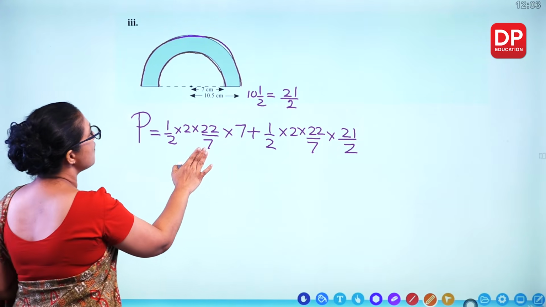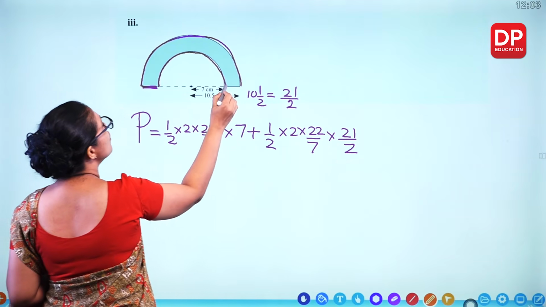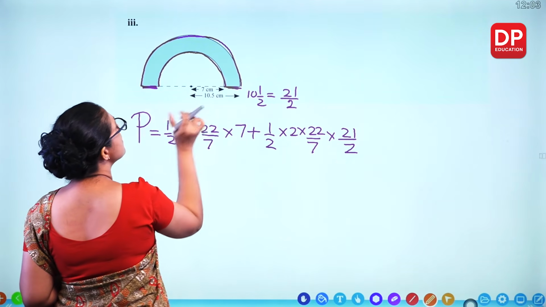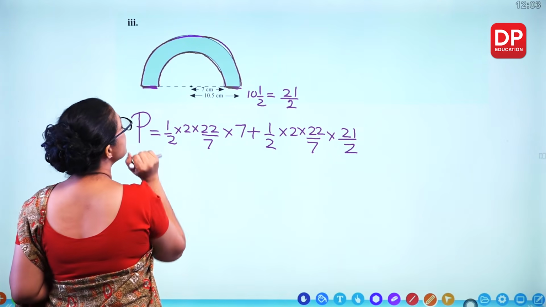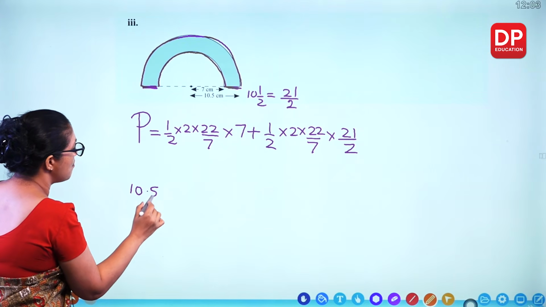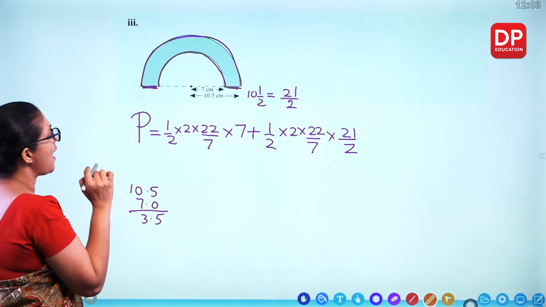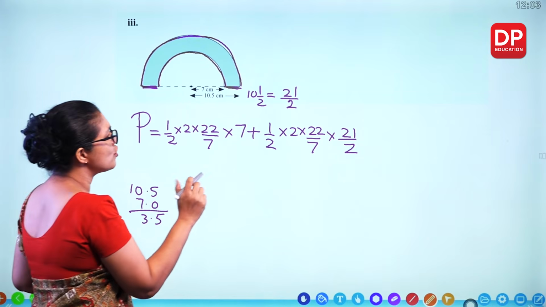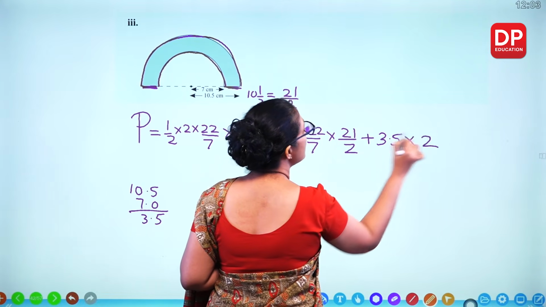Now this is the smaller one, and the bigger one. Now you need to add these two. So how do you find one distance? 10.5 minus 7. So what is 10.5 minus 7? You get 3.5. So multiplied by 2. So 3.5 multiplied by 2.